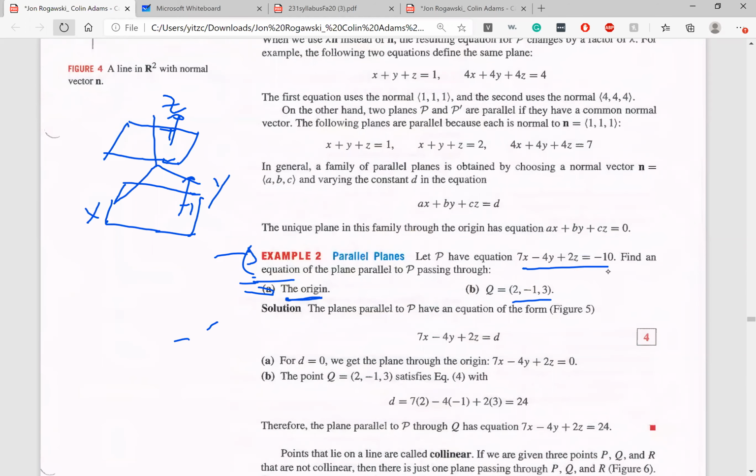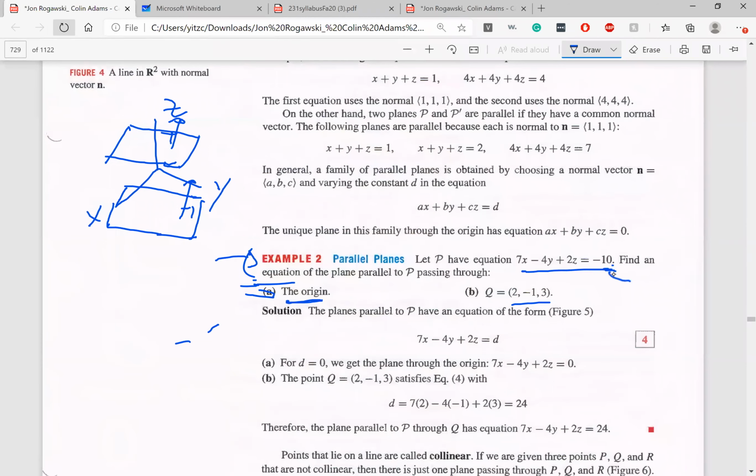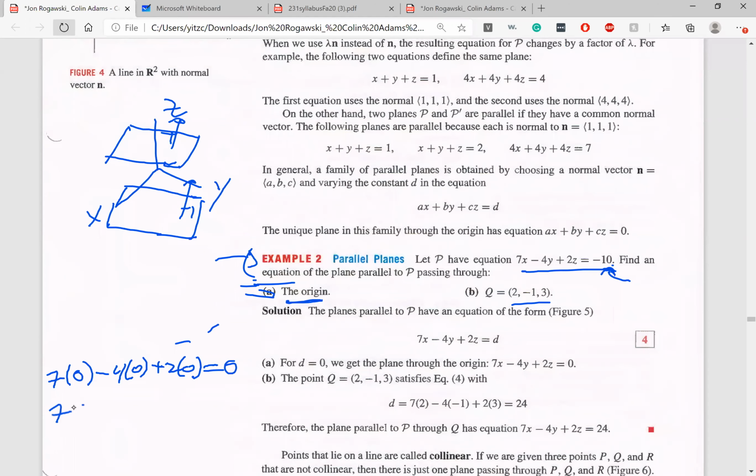Again, we just need to find the number d over here that satisfies that. So that would be 7 times 0 minus 4 times 0 plus 2 times 0, and that's equal to 0. So the equation of the plane that is going to pass through the origin is going to be 7x minus 4y plus 2z is equal to 0. So that's the equation of the plane that passes through the origin.